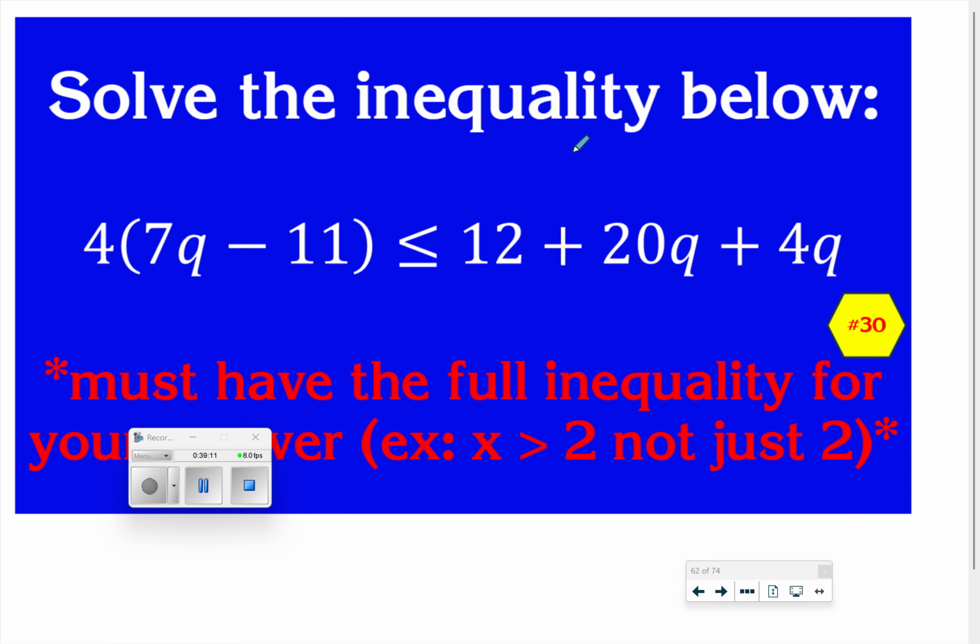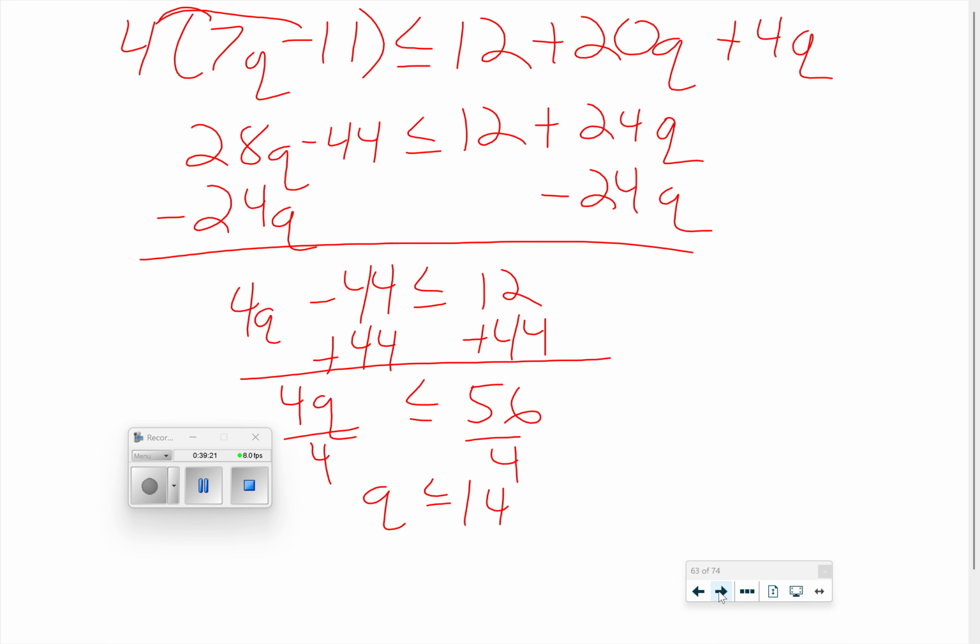Okay, here we want to solve for the inequality below. Okay, so here we're going to distribute the 4. 4 times 7 is 28Q. 4 times negative 11 is negative 44. Bring that down. Over here, I'm going to collect like terms. 20Q and 4Q is 24Q.